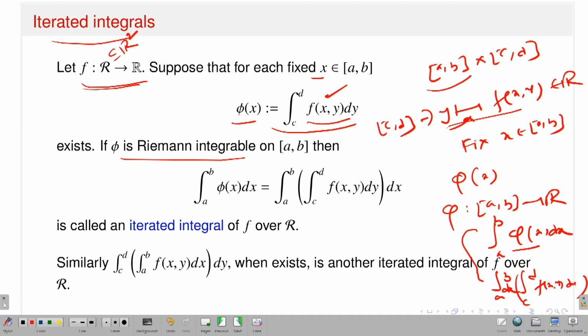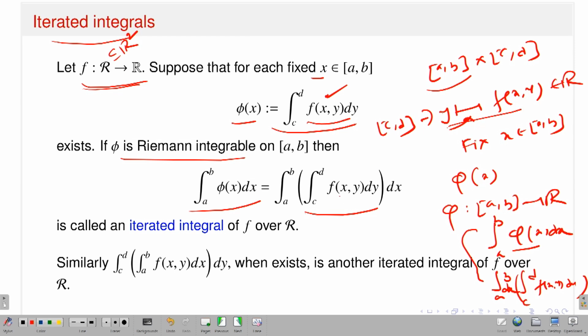It's clear? So, therefore, start with the function f from, say, a bounded rectangular region to R. Fix x from the closed interval [a, b], and define the function y goes to f(x, y) on the interval [c, d]. Suppose that function is integrable over the interval [c, d], then it will give you a function phi(x) for each fixed x. Now, if the function phi is integrable on the closed interval [a, b], then I can write the integration from a to b of phi(x) dx, which is nothing but integration from a to b, then integration from c to d of f(x, y) dy.